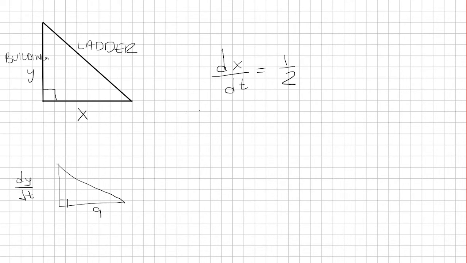Okay, so first we want to come up with an equation, and the ladder, by the way, is 15 feet. So the Pythagorean theorem says x squared plus y squared equals 15 squared, which is 225. Now we're going to take the derivative of everything to get 2x dx over dt plus 2y dy over dt equals 0.